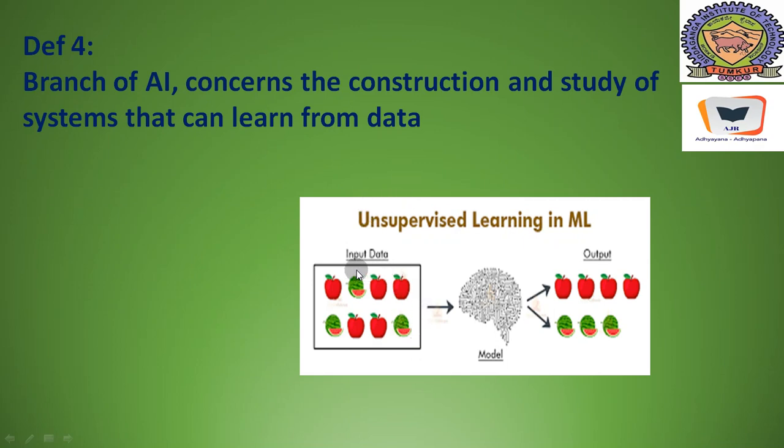Here, in this example, the apples and melons are mixed, and there is an unsupervised learning algorithm which will find the similarities between the items, and it will be able to categorize them into two groups. Apples are apples and melons are melons.